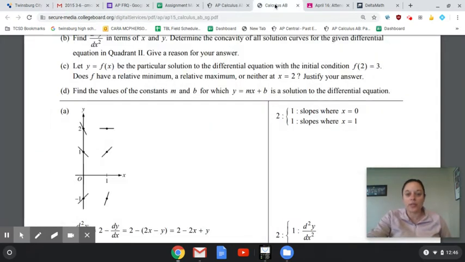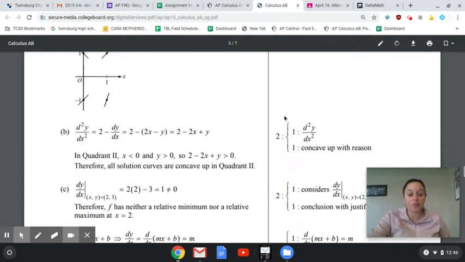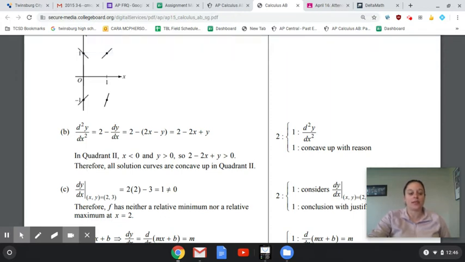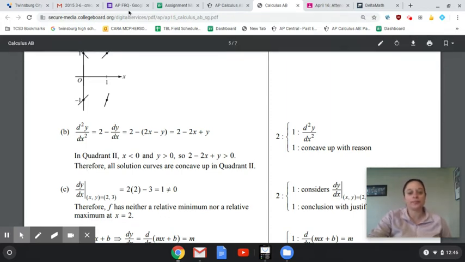So the way they scored it, they gave 1 point for taking the second derivative. So that's what I did first, doing that implicitly. I think whether or not you distribute the minus sign, you're going to get full credit for that point. And then your second point is your reasoning. And truly the reasoning being it's positive, so it's concave up is enough.